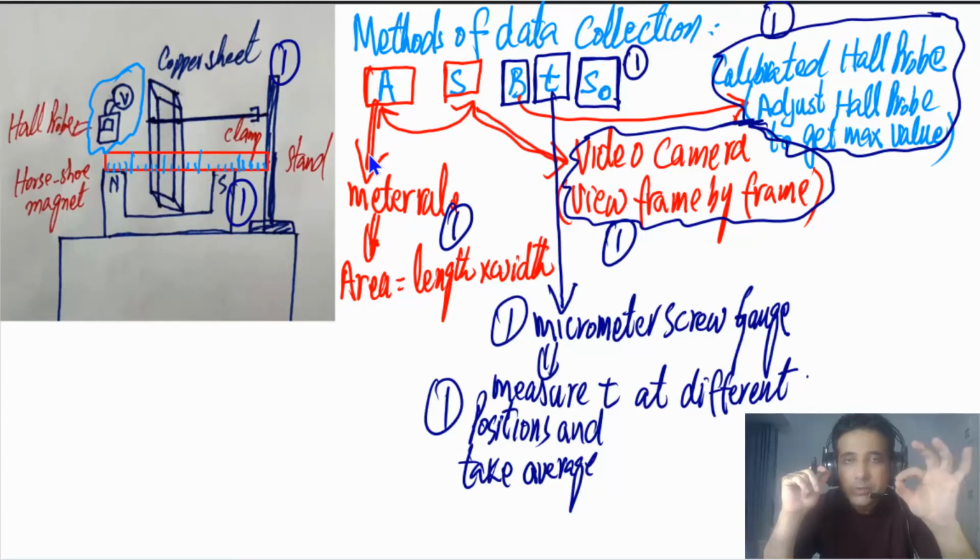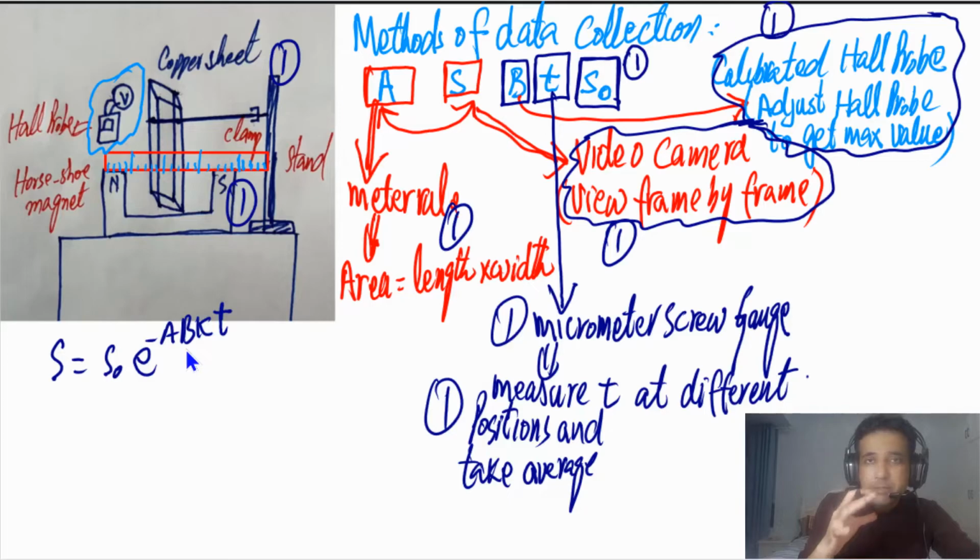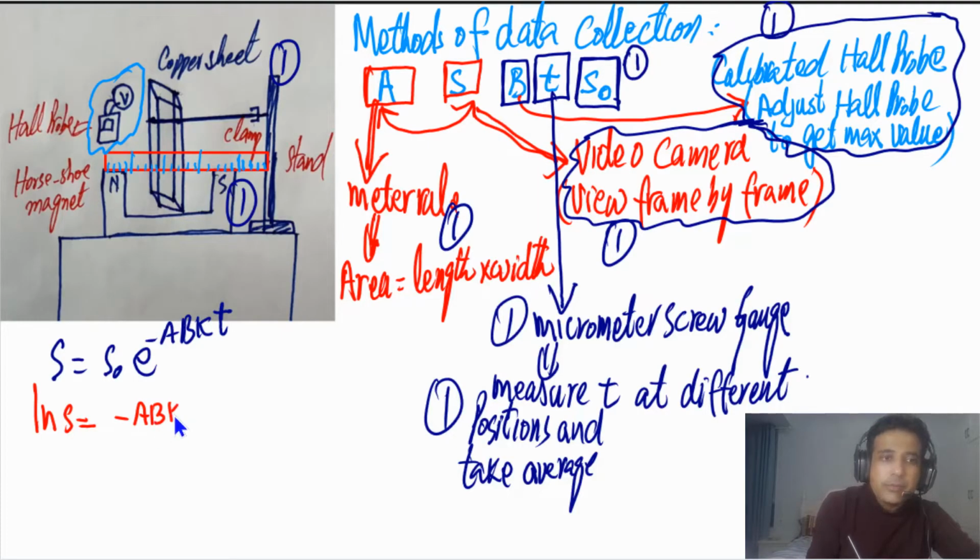Now, the next part is about the method of data analysis. Here, you can talk about the equation given to you: S is equal to S naught e to the power of minus AB times K times T. We have to find the value of K, because the question was asking how you will determine the value of K. First of all, we can write this in linear form. If you take ln on both sides, you will get ln S equal to minus AB K T, plus ln S naught.